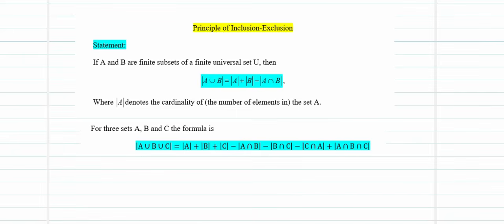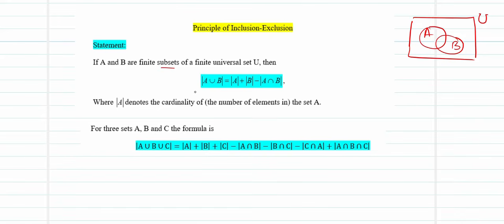Statement of the theorem: let A and B be two finite sets which are going to be subsets of a universal set called U. So you have something like this big universal set U, and you have your A and B to be subsets of it. Suppose this is my A and this is my B. Then the cardinality of A union B, the number of elements in A or B, can be expressed as cardinality of A plus cardinality of B minus cardinality of A intersection B.